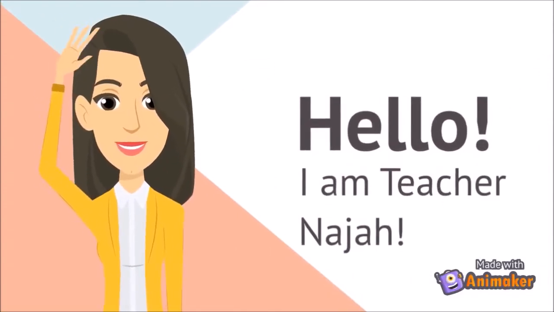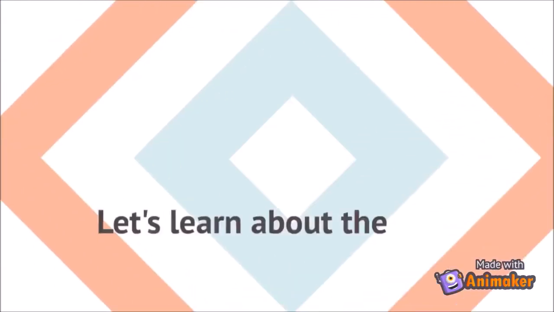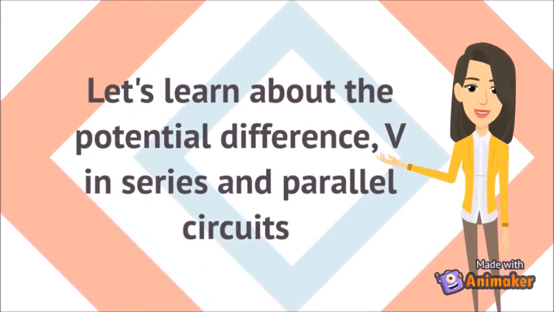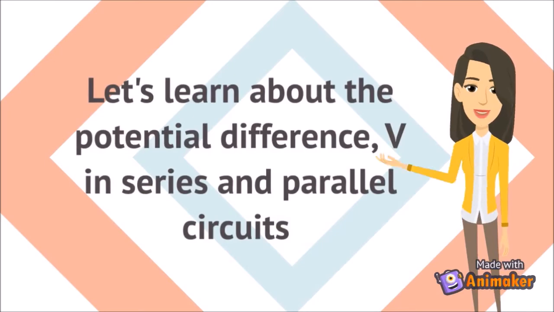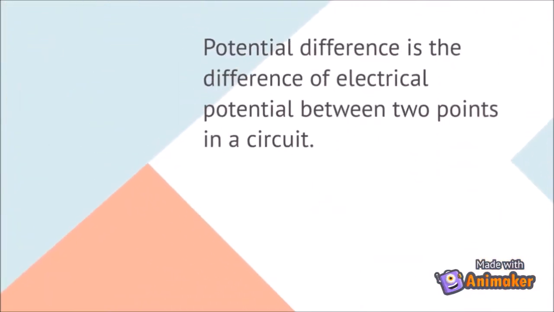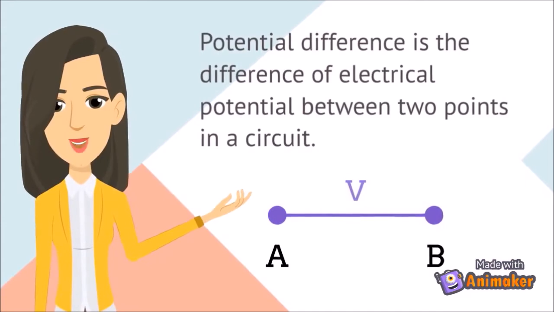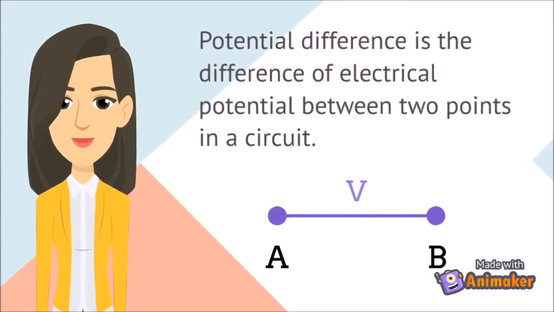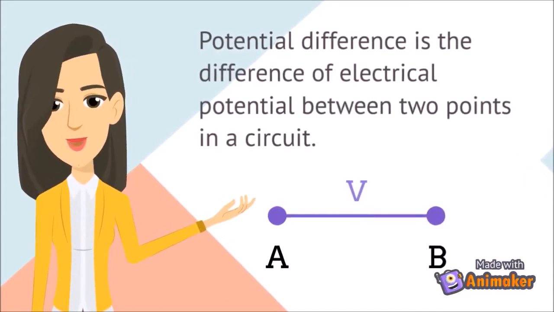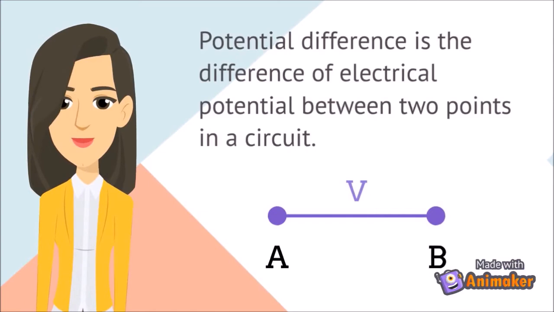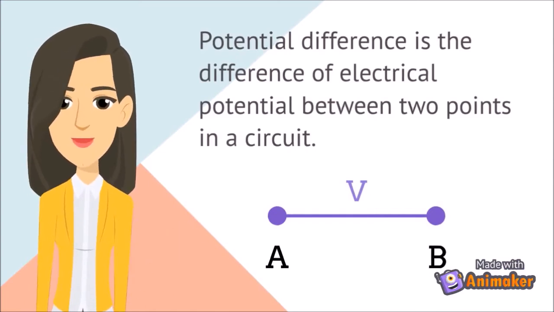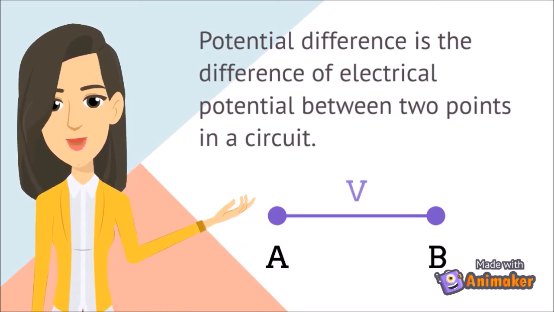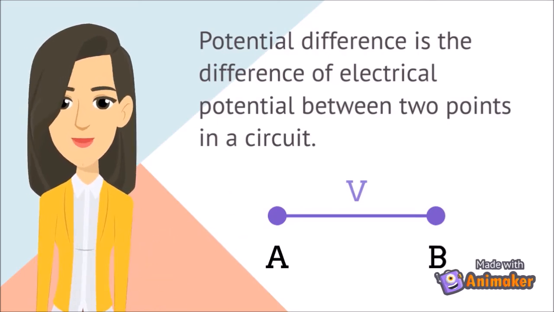Hello everyone! Now it's Teacher Najah's turn. Now, let's learn about the potential difference in series and parallel circuit. Potential difference is the difference of electrical potential between 2 points in a circuit. It is from a higher potential to a lower potential. This is because current flows from a higher potential to a lower potential.